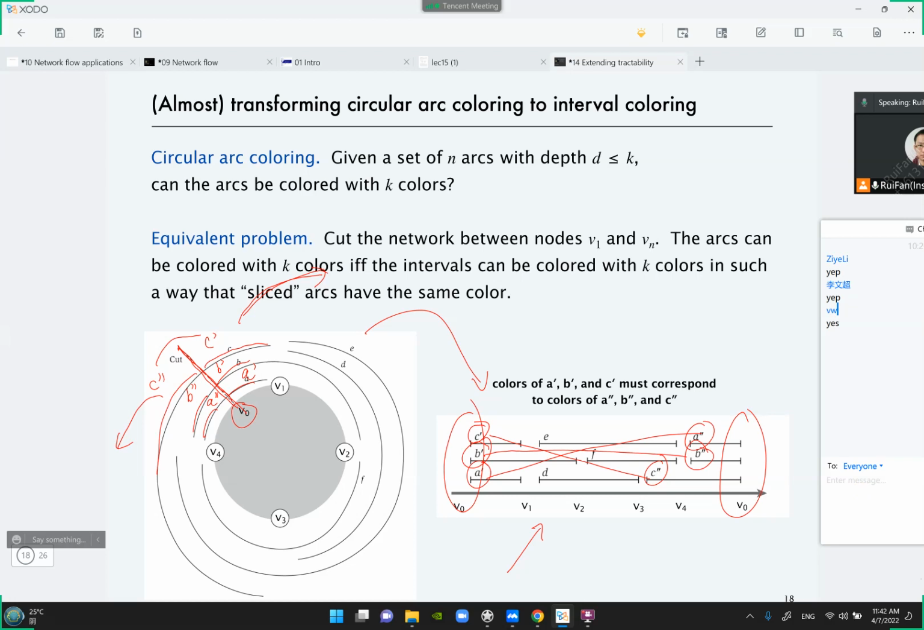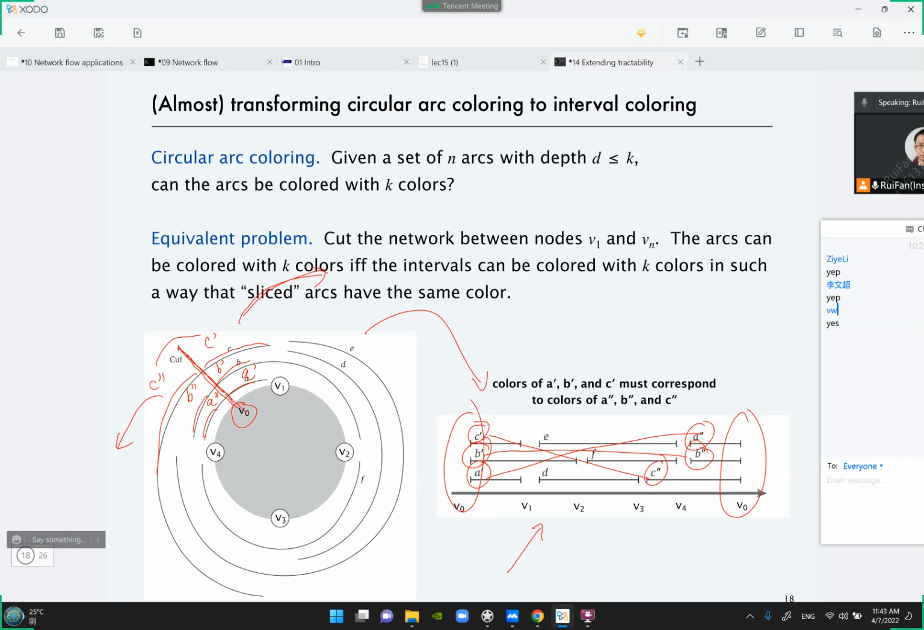So what we did was we transformed circular arc coloring to interval coloring, but it's a special type of interval coloring where if you look at all these intervals at the beginning and at the end, and you match up the ones that come from the same interval, then these pairs of intervals need to have the same color.